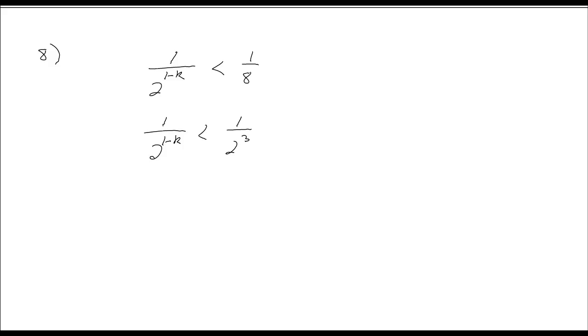And we're told k is an integer. So when I flip these, I just get 2 to the 1 minus k and 2 cubed. Now when you flip the reciprocals, it's going to change the inequality. I'll come back to that in a moment with a specific example. But you want to flip that.